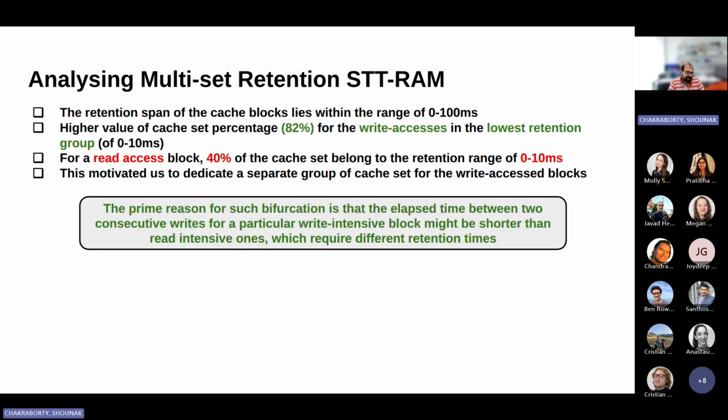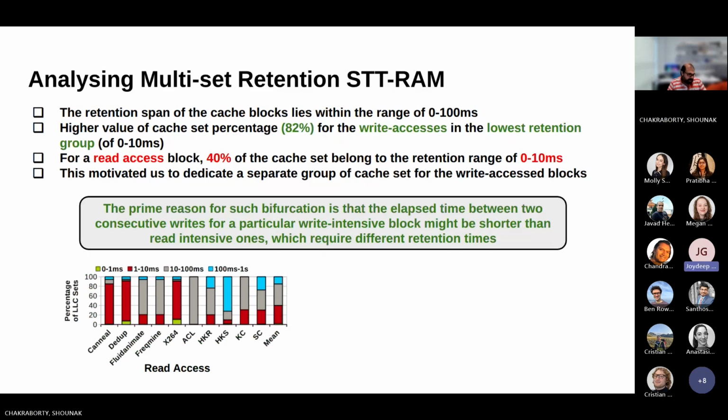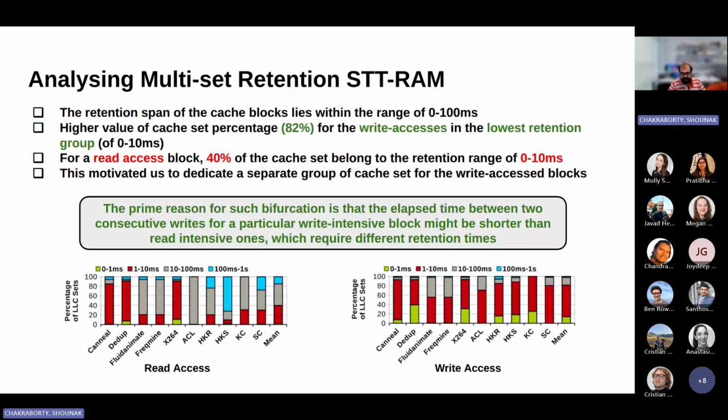So we bifurcated the entire cache into two different time zones: one is called the higher retention time zone, another is called the lower retention time zone. Read cost in both retention zones is really comparable, so we don't care much about the read. But with the write, if you have a write-intensive block, it is always beneficial to write it in the lower retention zone. So this is the read access percentage. You can see from this graph that the above summary is supported by these empirical results.